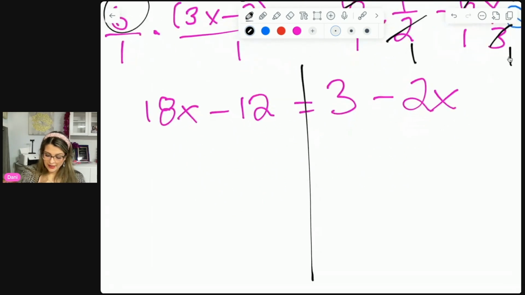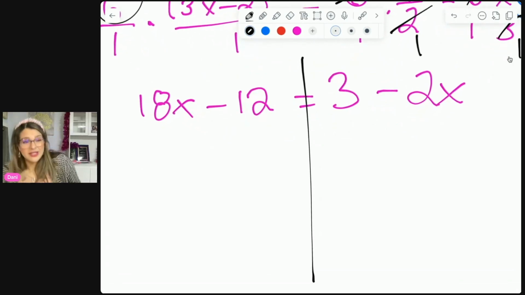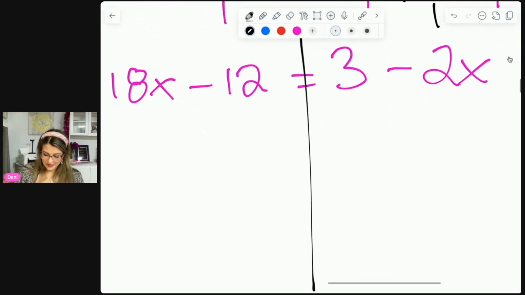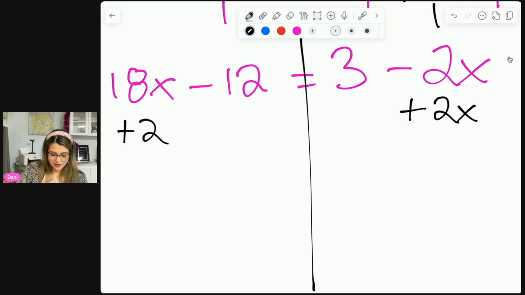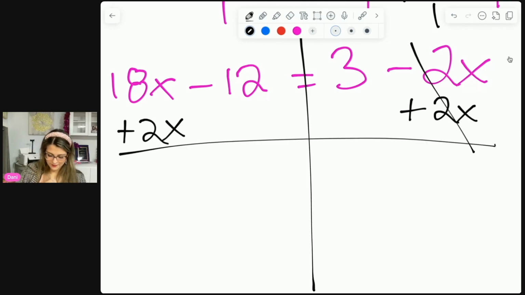So again, I like to do anything in my power to make it so that my x is not negative. Okay, I do not like dealing with negative x's. I will, but if we don't have to, why bother, right? So I'm personally going to add over this 2x first. So that's gone. So we get 20x.